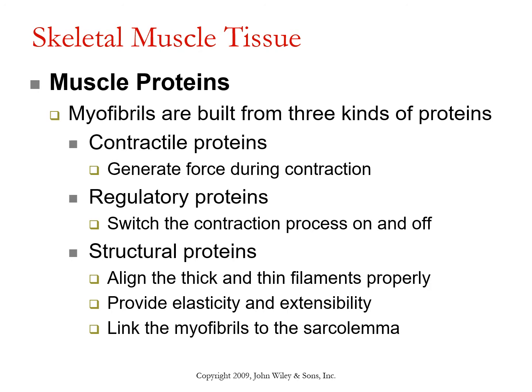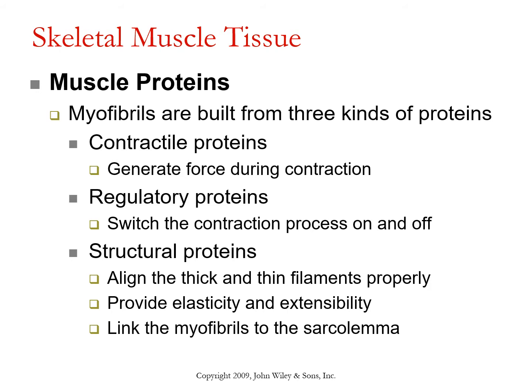Finally, we have the structural proteins. These work to align the thick and thin filaments properly. So we saw the Z disc proteins for the thin filaments and the M proteins that align the thick filaments. We also have proteins that provide elasticity and extensibility, such as the titin proteins found associated with the thick filaments.